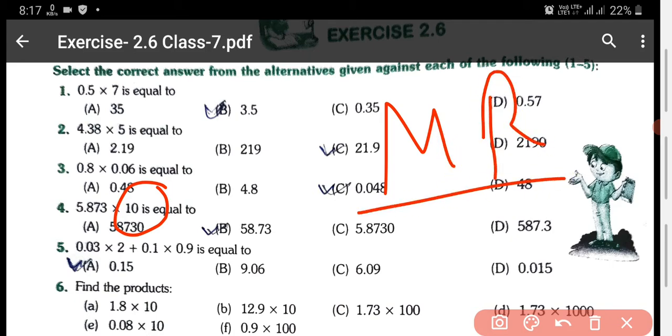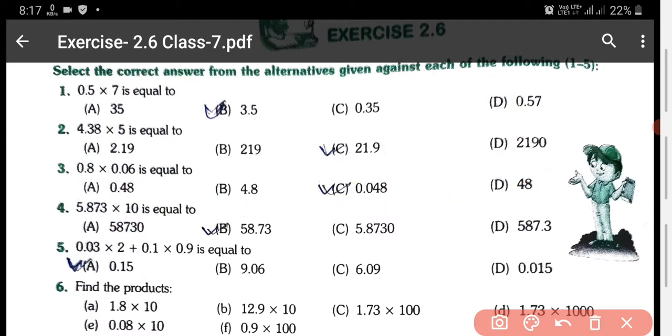right side. And how many 0s are there? Only one. Then the decimal shifts one place. If there are 2 zeros, then the decimal shifts 2 places. If there are 3 zeros, then the decimal shifts 3 places. But to the right side.